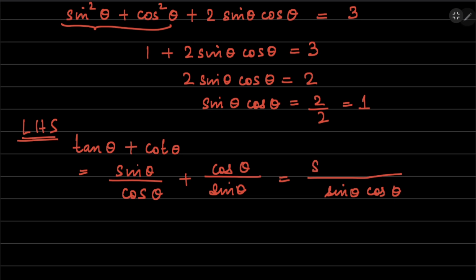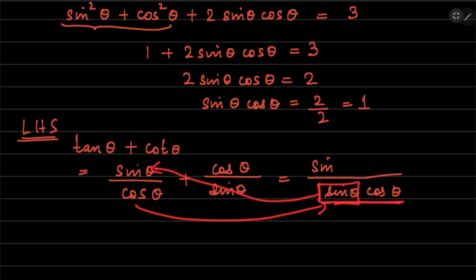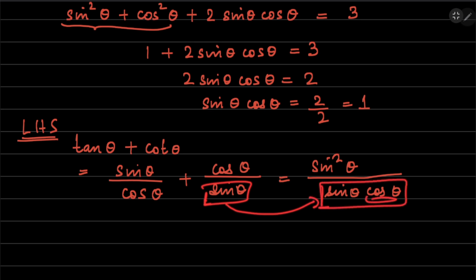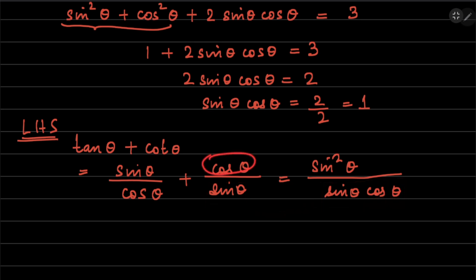So numerator will have sine square theta. See here. Cos theta multiplied by what will give you sine theta cos theta? It is nothing but sine theta. This sine theta you have to multiply it with the numerator. So sine square theta. Similarly, here the second term is sine theta multiplied by what will give you sine theta cos theta? It is cos theta. So cos theta into cos theta will be cos square theta. So plus cos square theta.